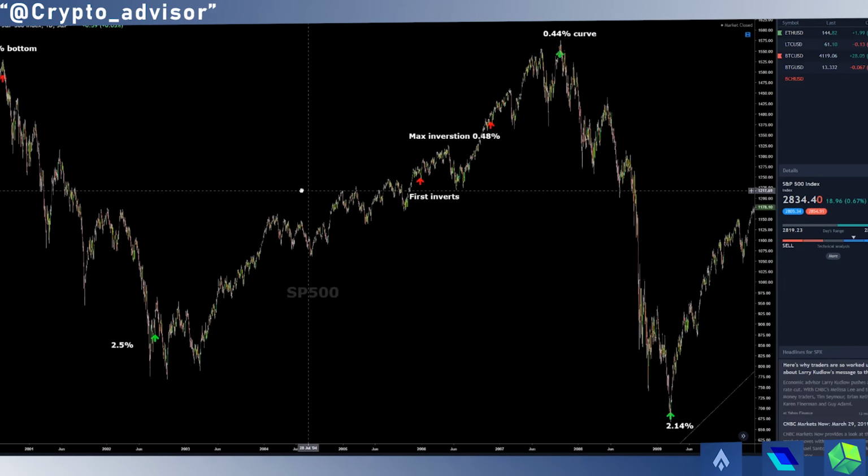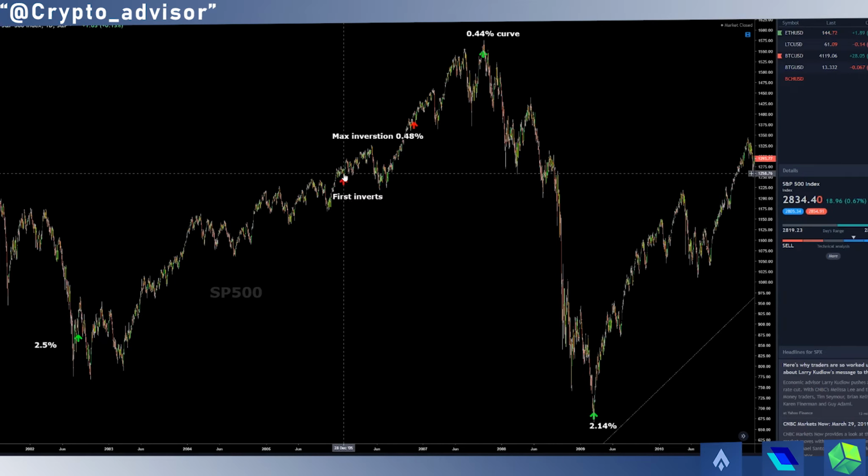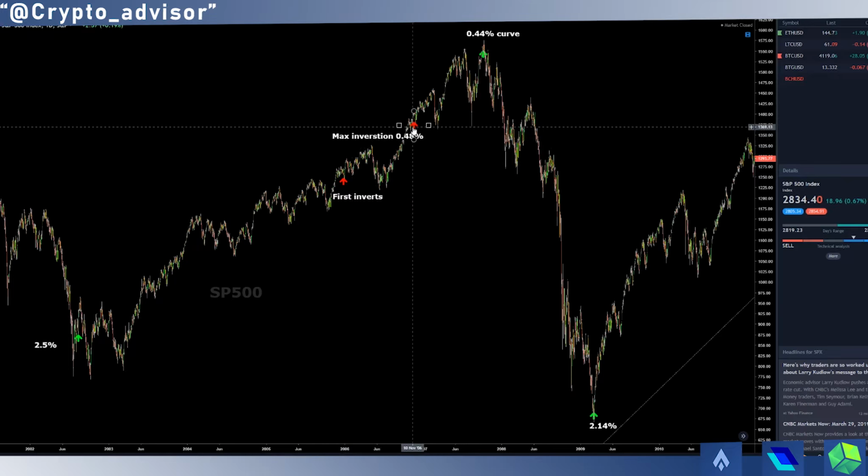And so then once again in this next recession, we can see something very similar. However, we can see that it is a little bit less accurate. It ended up happening a little bit earlier before the recession occurred. However, it still did predict the recession in the economy. So we can see the yield curve first inverts right here in 2005, and we saw the max inversion at 0.48% in November of 2006.